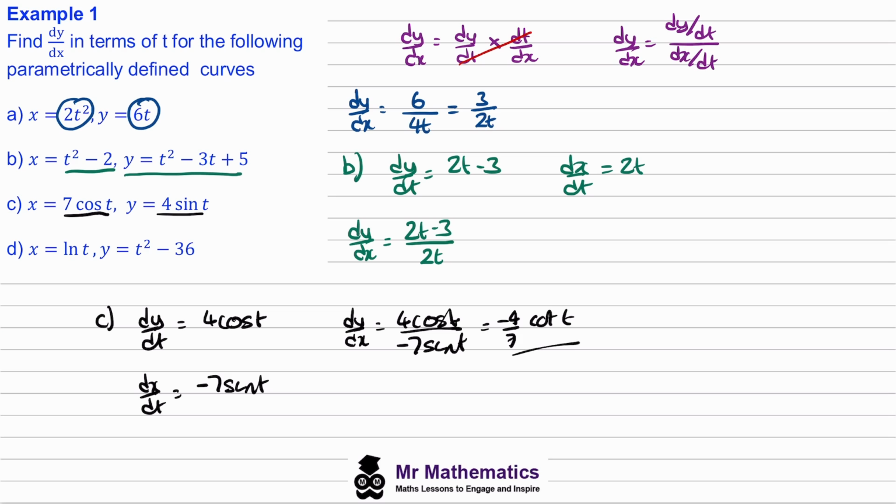Okay? For question D, dy by dt will be 2t. Dx by dt will be 1 over t. So dy by dx will be 2t divided by 1 over t. We can simplify this fraction. We'll multiply both by t, and these will cancel, so we get 2t squared. How did you get on with that? Let's try example 2.